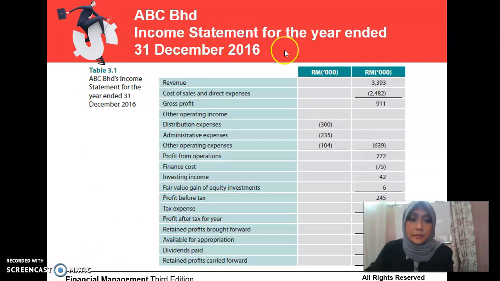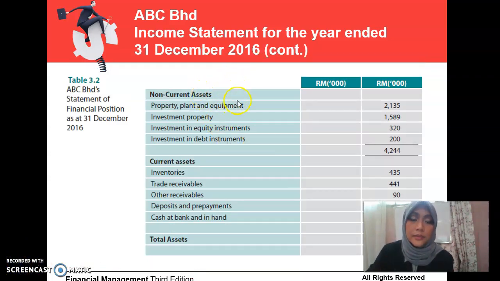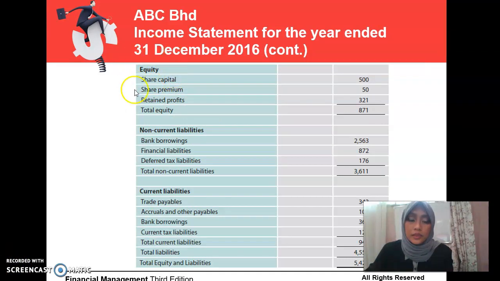Okay, as you can see here, this is the example of income statement of ABC Berhad, where it shows you the revenue and also profit before tax, and then the dividend paid and retained profit carried forward. Whereas this one is the statement of financial position, or balance sheet, so it shows the non-current asset and current asset of the company. You see here there is also equity, non-current liability, and current liability, which consists of trade payable, such as your supplier, when your firm buys something on credit, so it's called the trade payable. There is accrual, current tax liability, total liability, and etc.